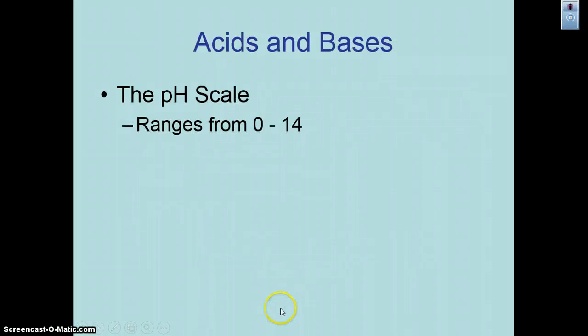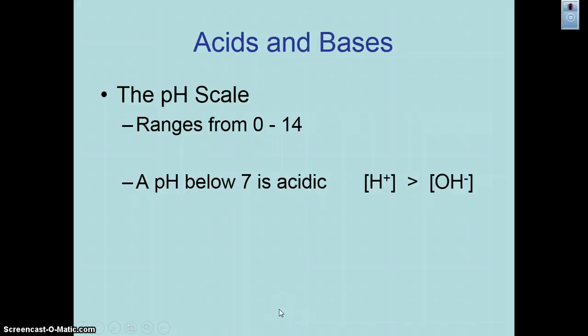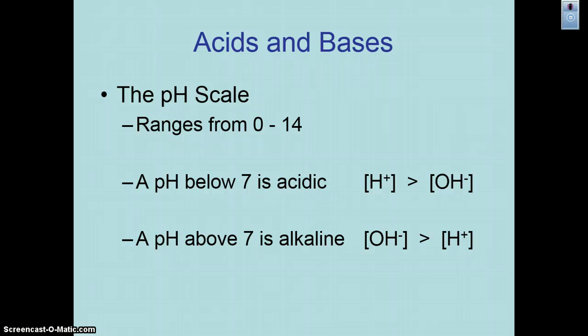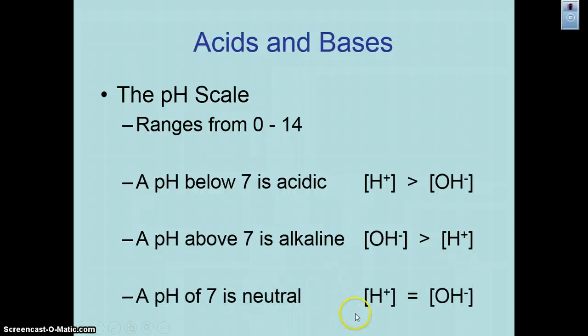We measure the amount of hydrogen ion concentration by using a pH scale. And the pH scale usually ranges from 0 to 14, where 0 is very acidic, 14 is very basic, 7 is neutral. So a pH below 7 is acidic, which means that the hydrogen ion concentration in that solution is greater than the hydroxide ion concentration. If a pH is above 7, it's considered alkaline or basic. That means the same thing. And that means that the hydroxide ion concentration is greater than the hydrogen ion concentration. And at a pH of 7, we have equal amounts of hydrogen and hydroxide ion concentrations.